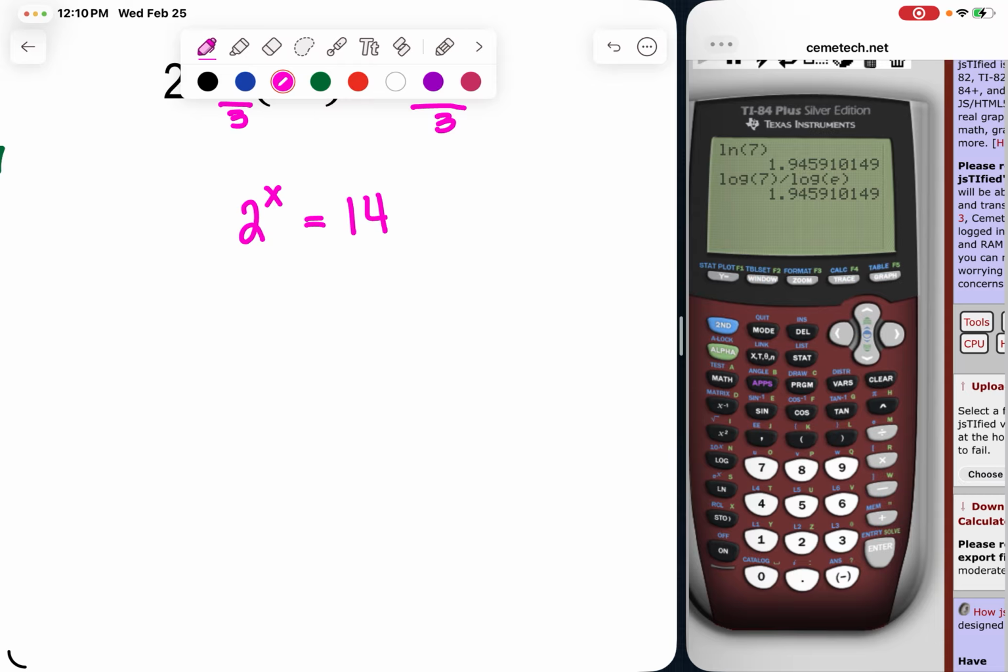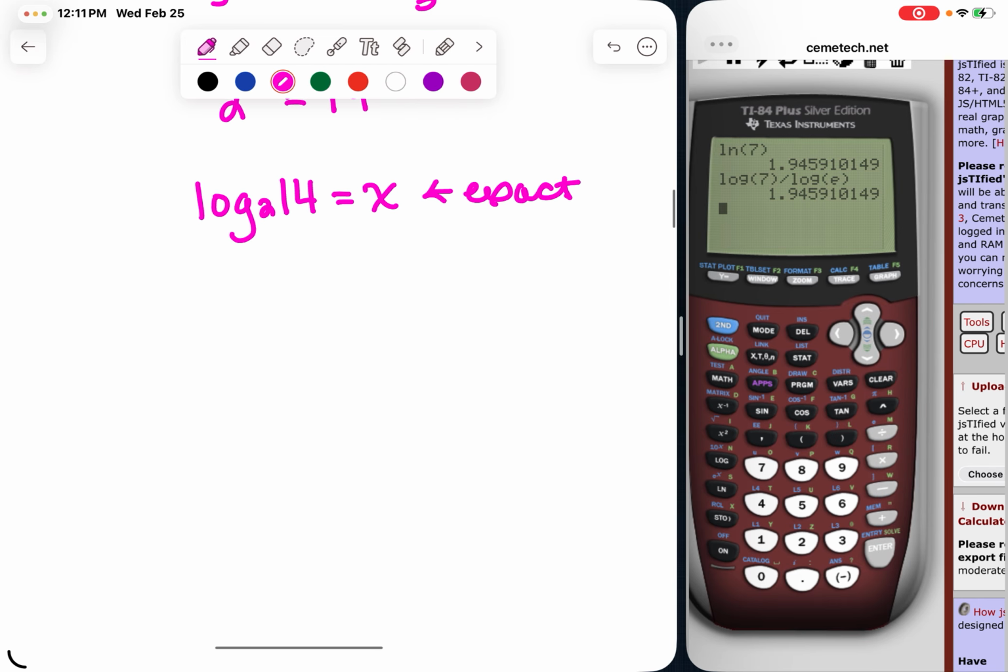So once again, you could log both sides, bring the exponent in front and divide, or you can rewrite in exponential form. So I'm going to do log base 2 of 14 is equal to x. So once again, this is my exact answer, right? If it asks for my exact answer, it's log base 2 of 14, okay? But I also want to get a decimal approximation, so now I have to put that in my calculator.